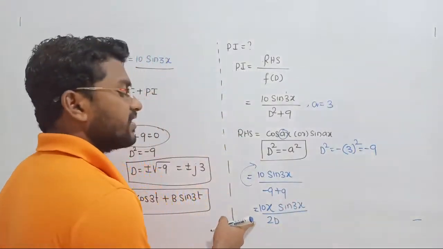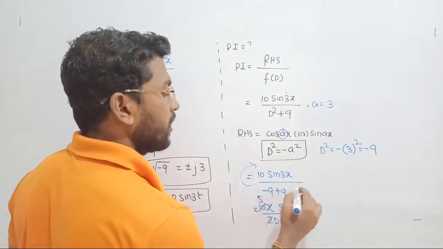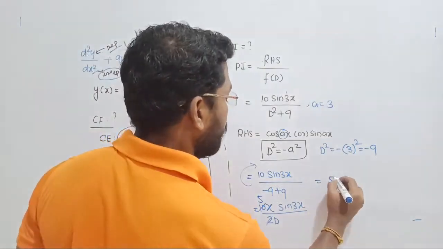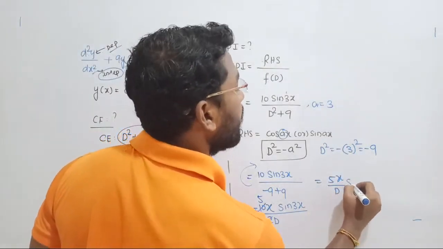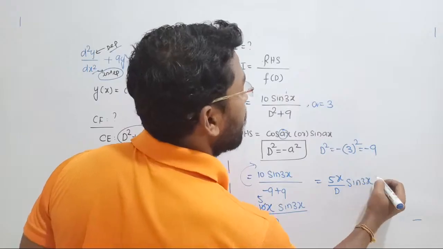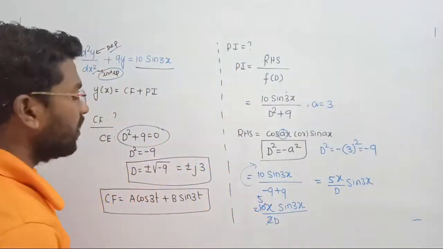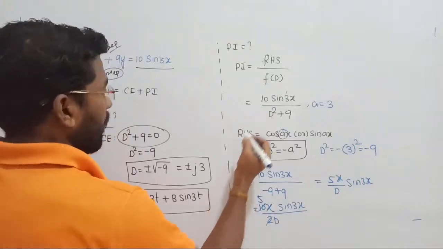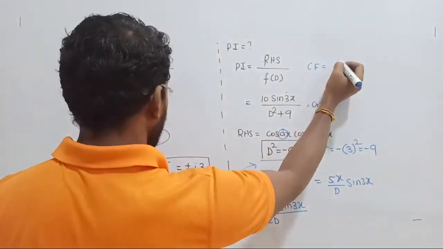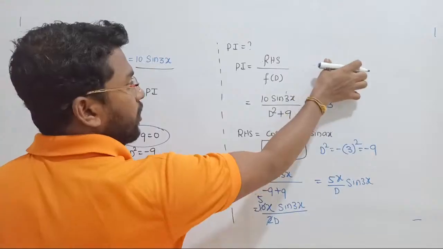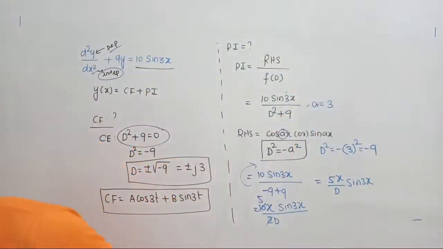Okay. Anyway, listen. I got the answer: 5 times x upon D into sin 3x. Let us try and understand some other basics. Anyway, complementary function, let's keep it aside. I got a cos 3t, b sin 3t. Okay, let's keep it in mind. Let me rub this one.